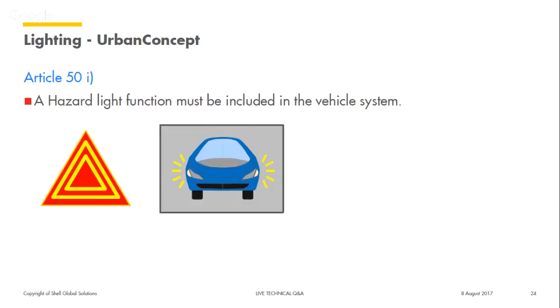Next slide. Lights of urban concept cars. We need a hazard light function as well now. In case your car stops somewhere, then you are just like a normal car, you should be able to engage the hazard light function, which is blinking on both sides. Next slide.